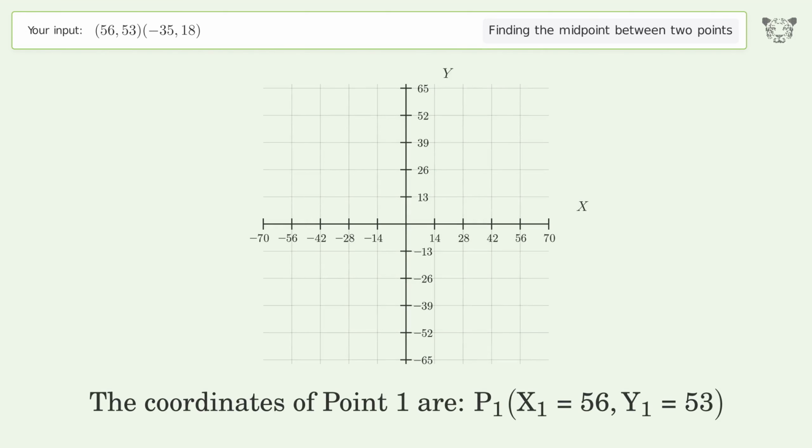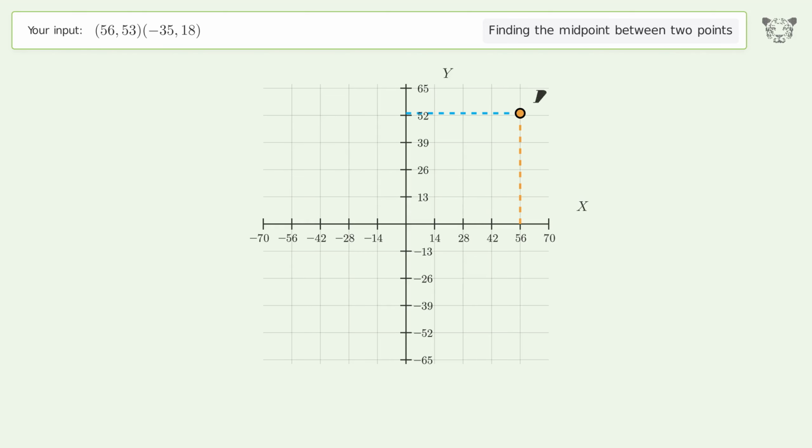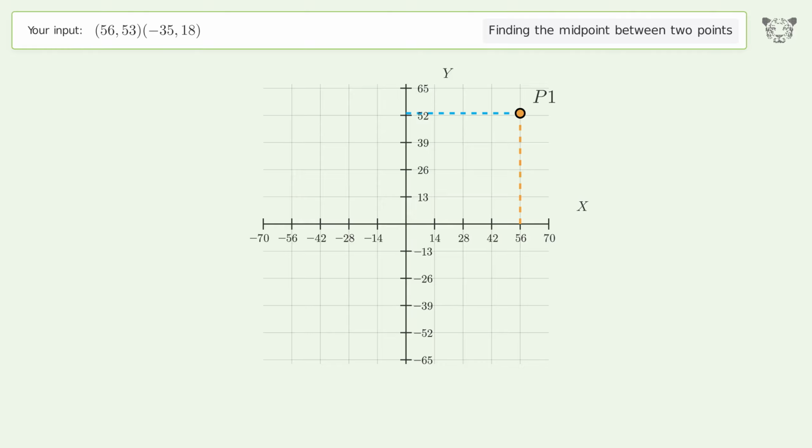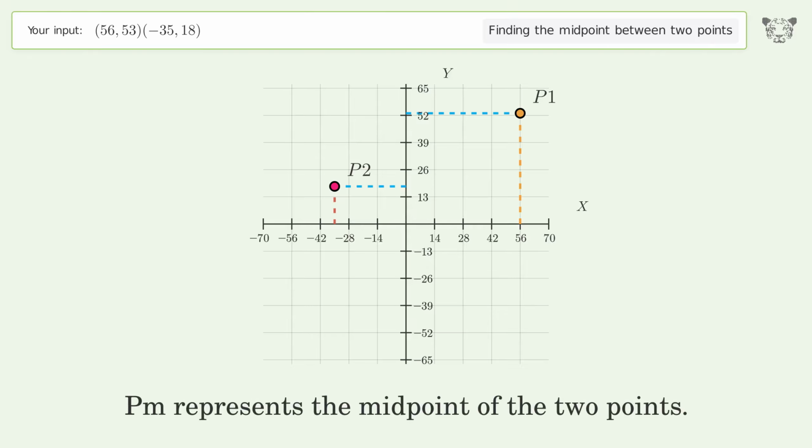The coordinates of point 1 are x1 equals 56, y1 equals 53. The coordinates of point 2 are x2 equals negative 35, y2 equals 18. PM represents the midpoint of the 2 points.